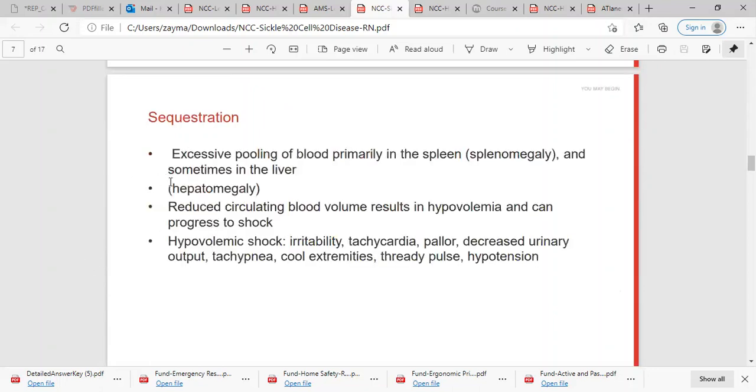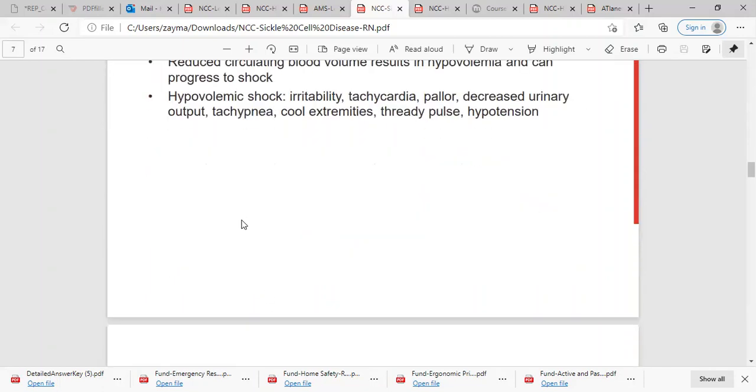Again, we already talked about the sequestration. That is blood pooling in the organs. So if it's pooling in the organs and not circulating in the blood vessels, that can lead to hypovolemia and hypovolemic shock.